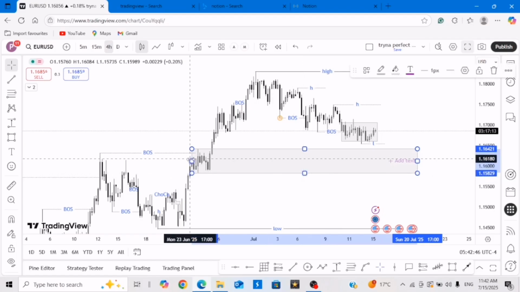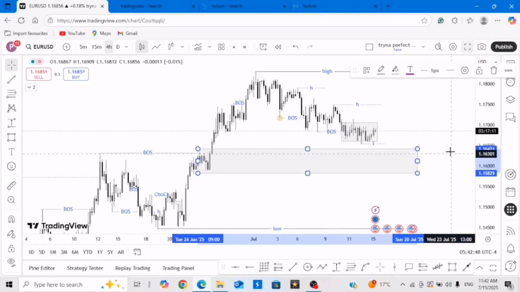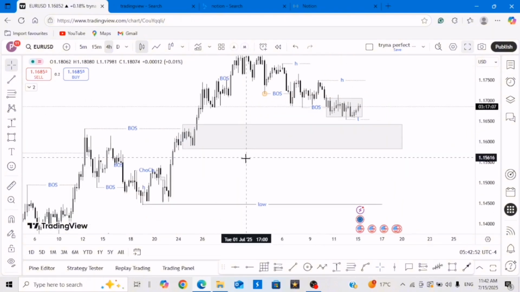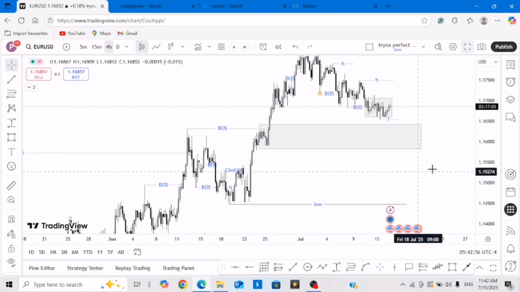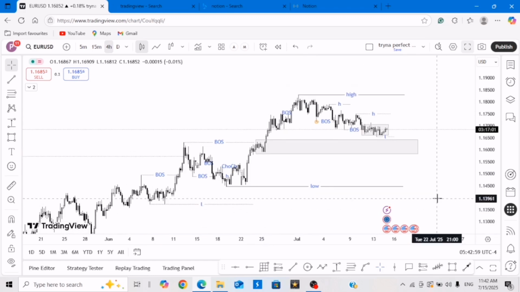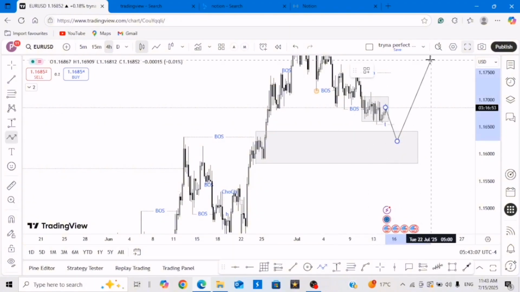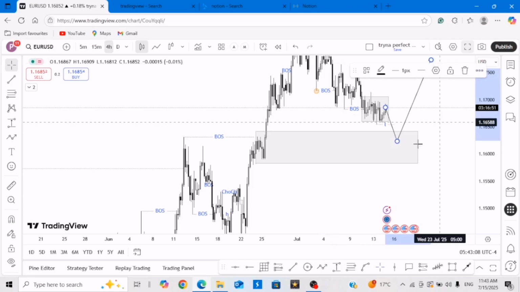Price might just give us a reaction around the zone before it shoots up to the upside, because I doubt that it's gonna get to this area right here. I don't think price is gonna get that. These are the two moves I'm expecting. I'm expecting price to do something like this before shooting up.